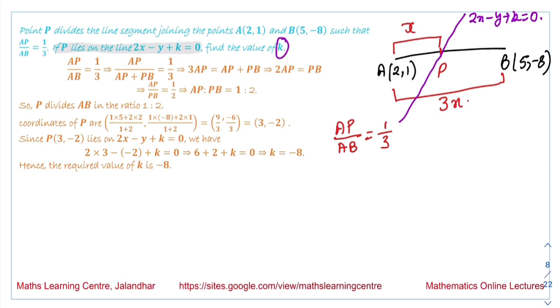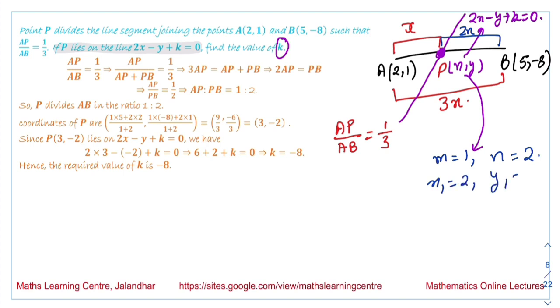So what is given to us is that this point P lies on this line. It means whatever the values of x and y we will get, they will satisfy this equation. So first of all, we are calculating the values of x and y. To calculate this value, we are saying that this length will be 2x. So value of m we will have 1, value of n we will have 2.